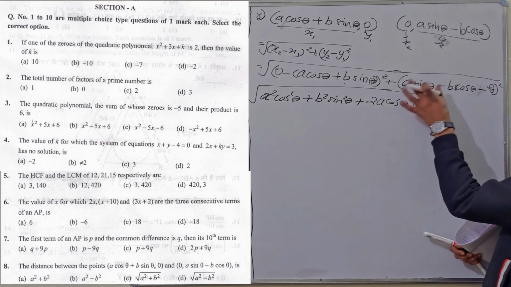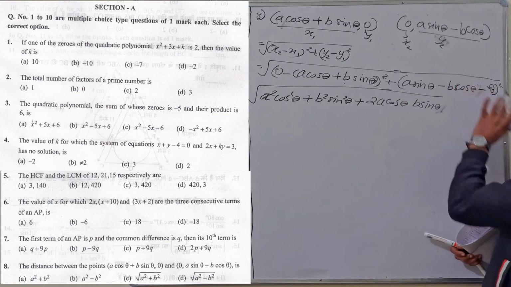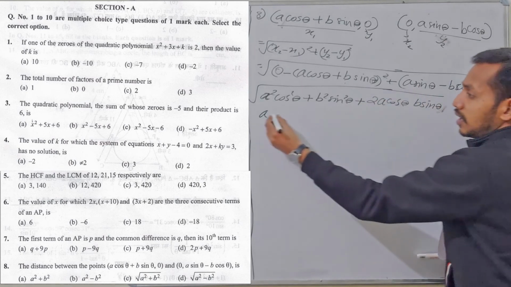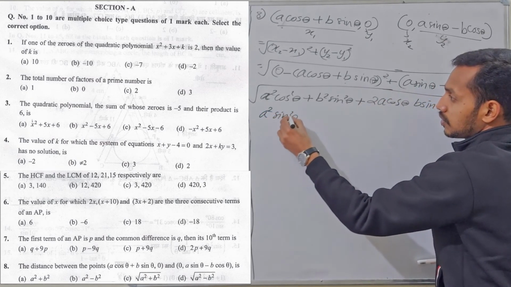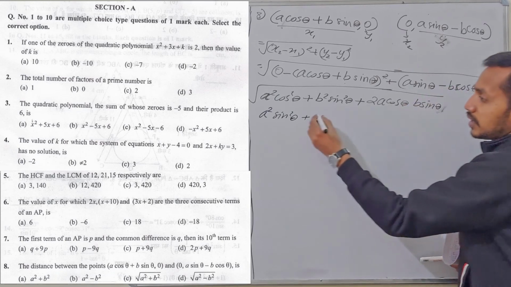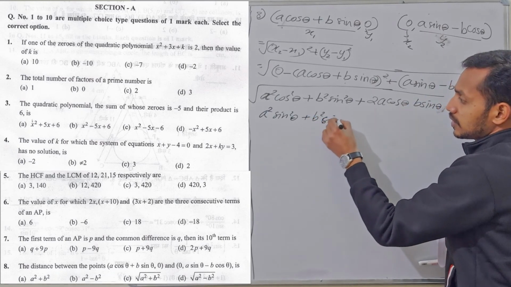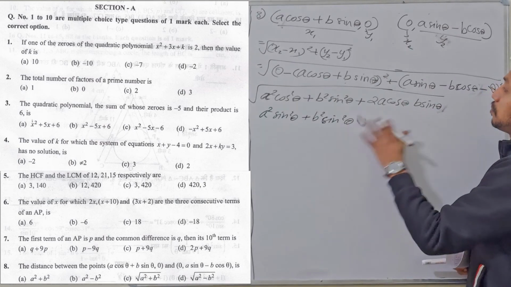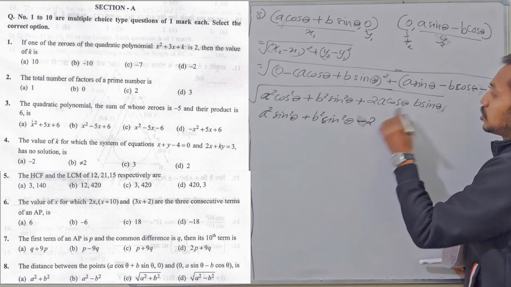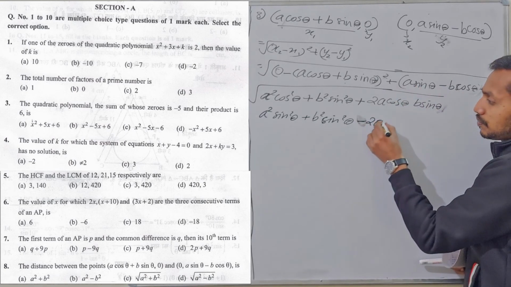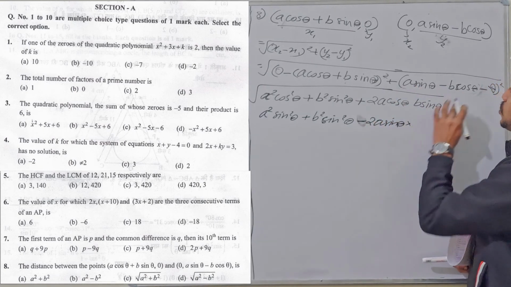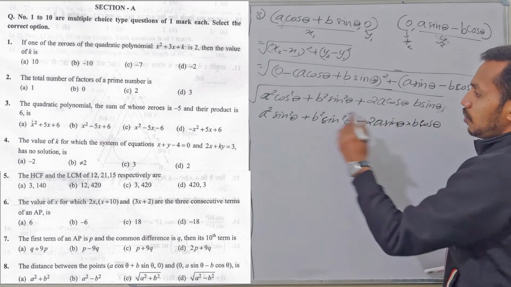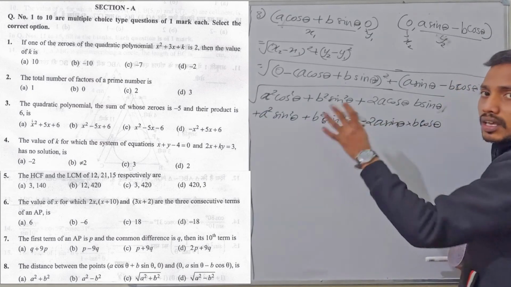Clear. Similarly here also, minus 0 we don't need to consider. So it will become a sin theta minus b cos theta whole square. Clear. So that will be x minus y whole square. That will be a square sin square theta plus b square cos square theta, then instead of plus, here it will be minus 2a sin theta into b cos theta. One is x plus y whole square, one is x minus y whole square.